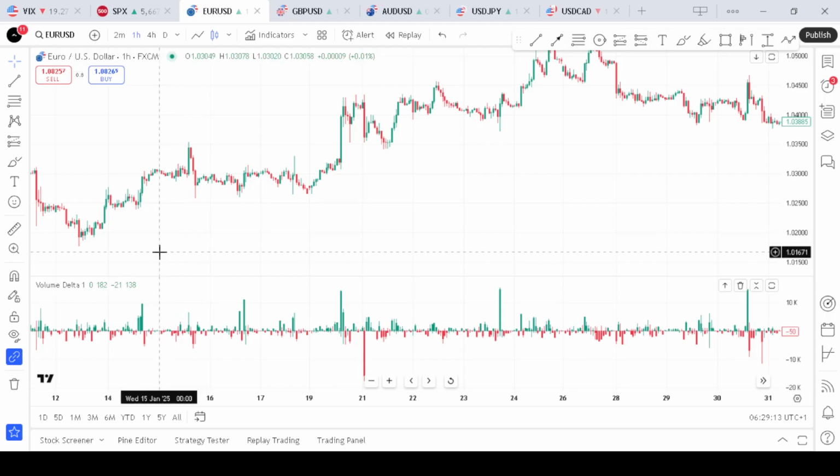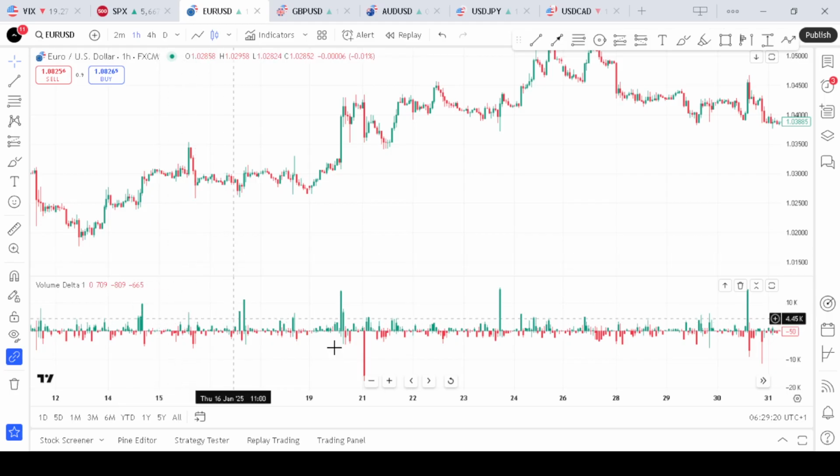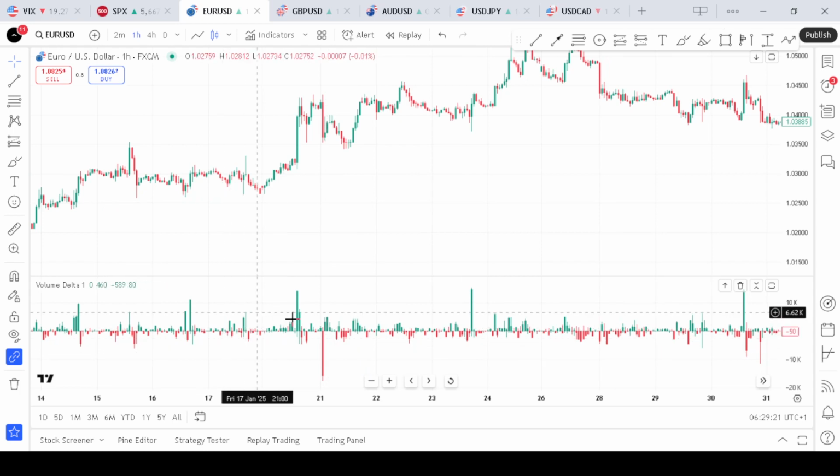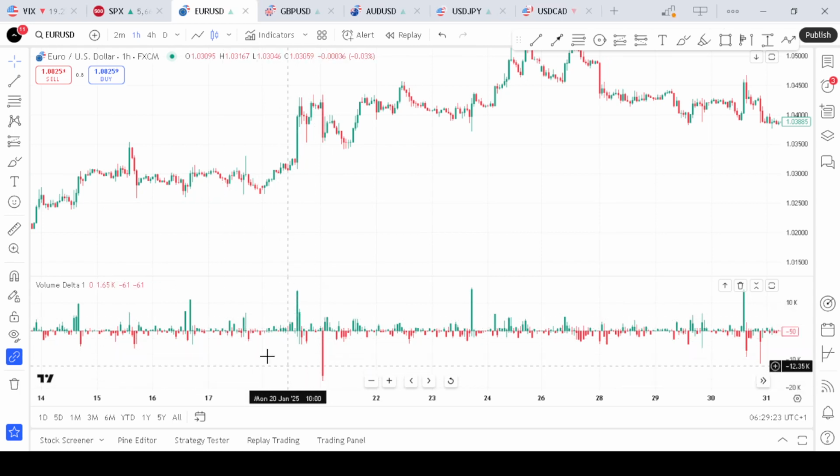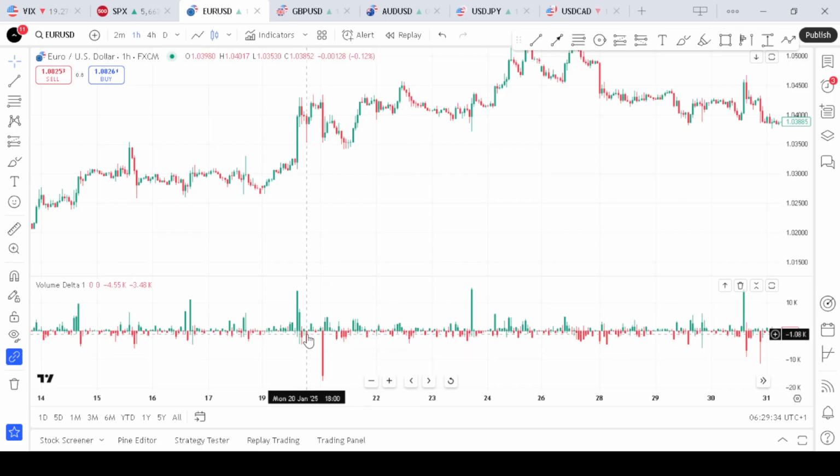Let's not forget that this indicator is also visualized as a histogram or a bar chart. As we can see, it is visualized as a histogram or a bar chart, making it easy to see imbalances at different price levels. Traders use these visual clues to confirm trends or identify potential reversal points.